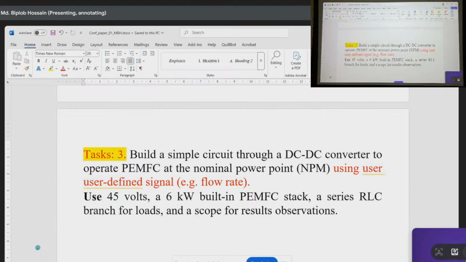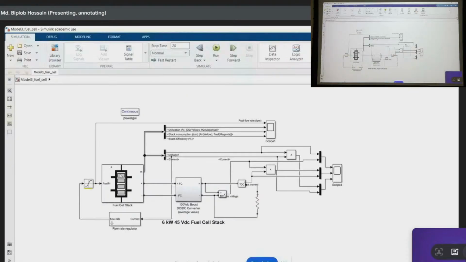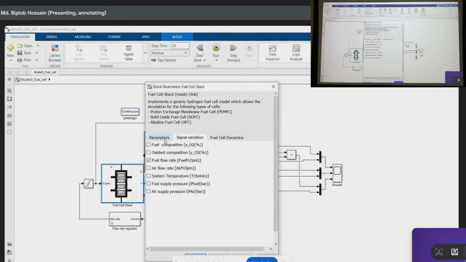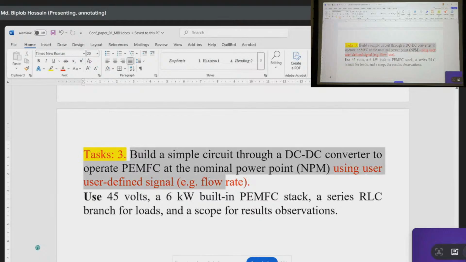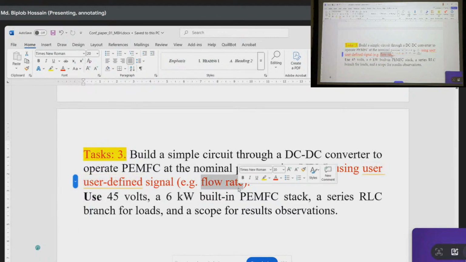As we can show you here at the very first time, we can use any user defined functions from here. We can input any input. For example, in this design, I input fuel flow rate. So here, how can we use this type of user defined signal in our fuel cell stack? One example is a simple circuit through a DC-DC converter to operate using a user defined signal, for example flow rate, oxygen rate, or user defined utilization factor.